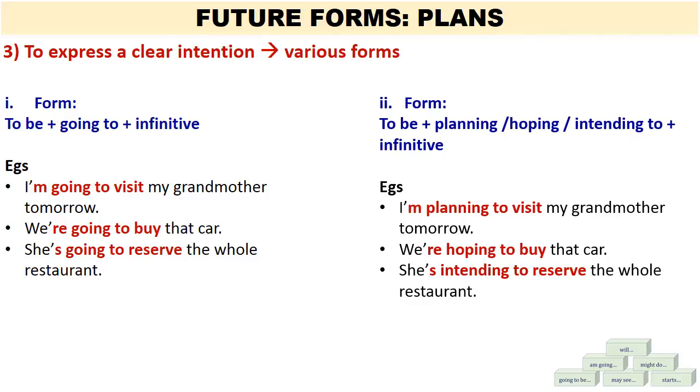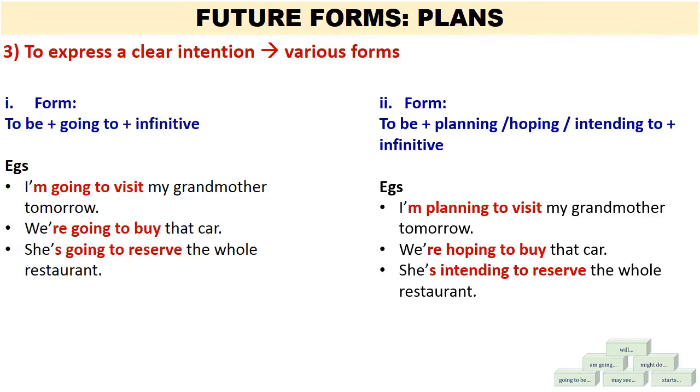There is a second form we could use, and that is using the verb to be, am, is, or are, plus one of the following verbs, planning, or hoping, or intending, to, plus the infinitive form of the main verb. For example, I'm planning to visit my grandmother tomorrow. So am plus planning to with the infinitive form of the verb visit.